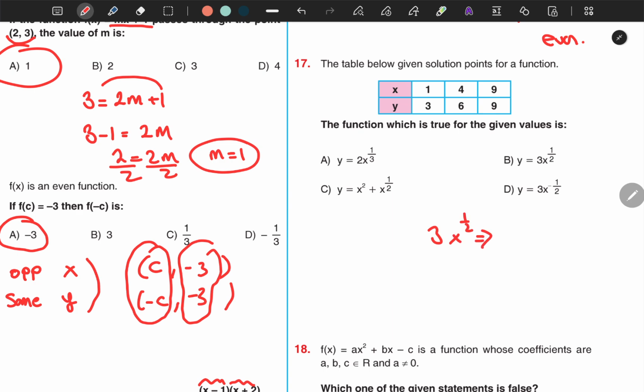Guys, this is a calculation question. In x, I have to replace the 1. It will be what? 3. In x, I have to replace the 4. It will be what? 6. And so on. You have to replace those numbers in x. You must get this as a result. So which option gives you this one? It is B. This is a direct calculation question, guys. There is no trick.